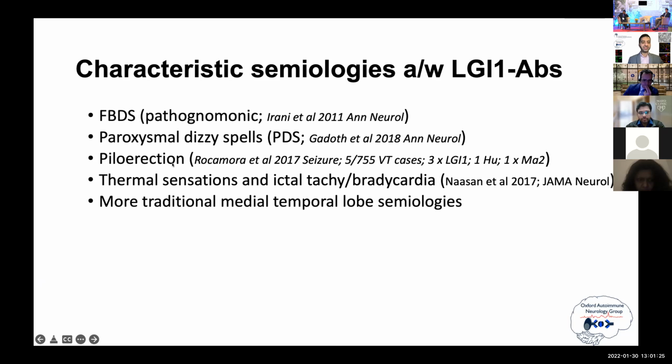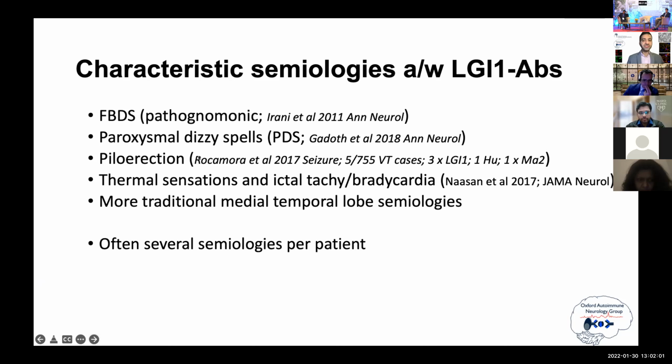Similarly, piloerection is seen in many of these patients, and in surveys of video telemetry cases, it's clear that piloerection is pretty rare, but when present, may well be accounted for by autoantibodies in a large number of the patients. You heard about these thermal and sensory sensations the patients describe, and about their bradycardia and tachycardia. And I think, again, whilst not specific, these are quite useful signs in delineating this entity. And then, of course, they get a number of more traditional medial temporal lobe semiologies as well.